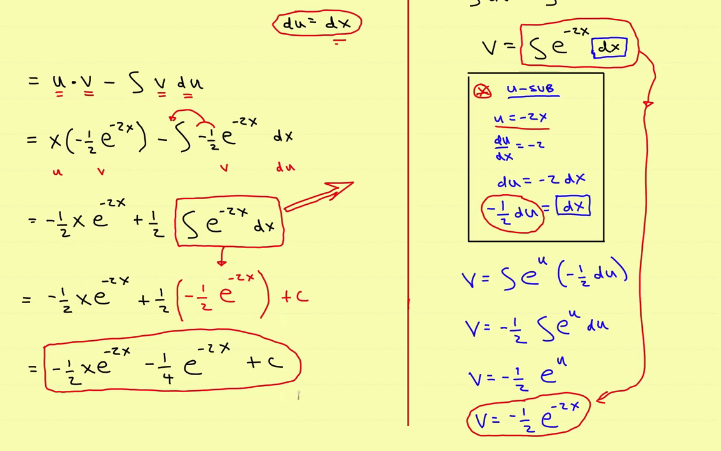So that's an integration by parts problem that also required u substitution. Sometimes if you're not lucky, you run across this. So good luck with this.